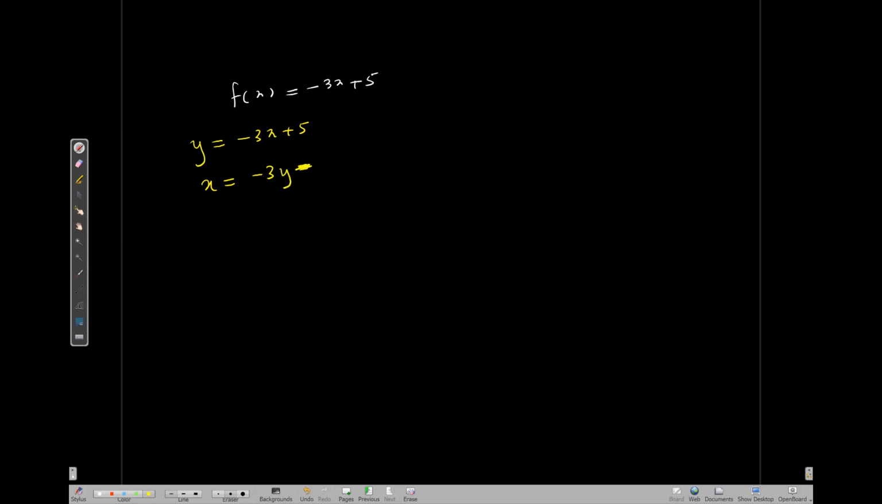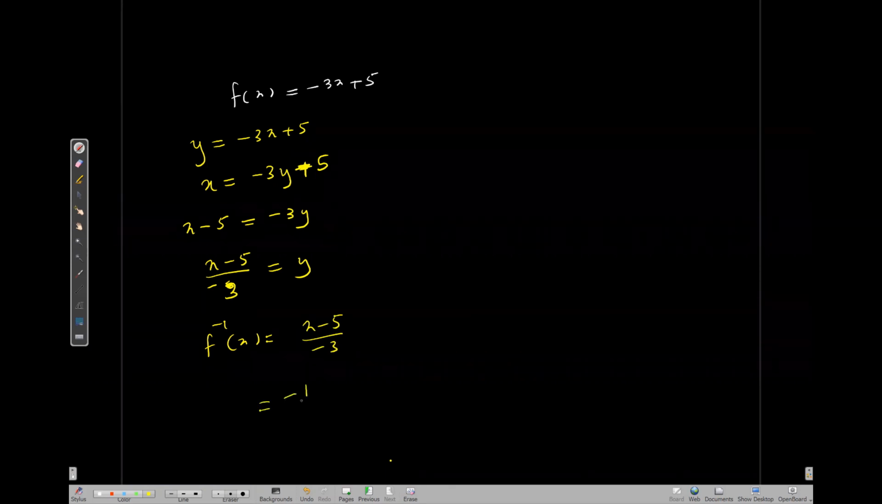You need another variable. So now at this point, you need to solve for y. So x minus 5. Subtract 5 from both sides. You get this and you divide by negative 3. You get y equals this. So f inverse of x is actually x minus 5 divided by negative 3. Or you can, term by term, write negative 1/3 x plus, because negative divided by negative is positive, 5 over 3.